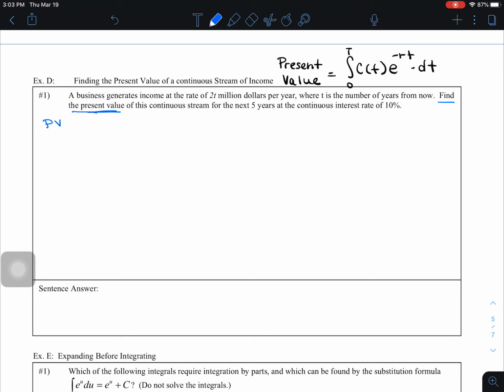Okay, so I'm just going to abbreviate PV for present value. It says it's going to have this continuous stream of income for the next 5 years. So we put 0, 5 for the capital T. The rate for this C of T here is 2T. You'll see there's an E in the formula after that. You notice in the exponent there's a negative R. So we're going to put negative, and then we want to always do the interest rate as a decimal, 0.10. And then the lowercase t stays as a t. That's like your variable x, and we got to make sure we put the dt there.